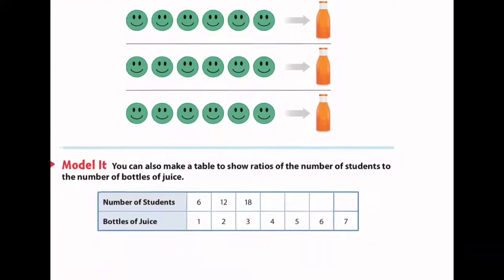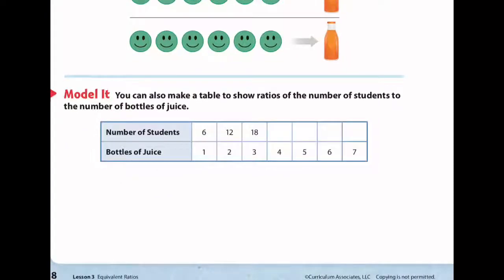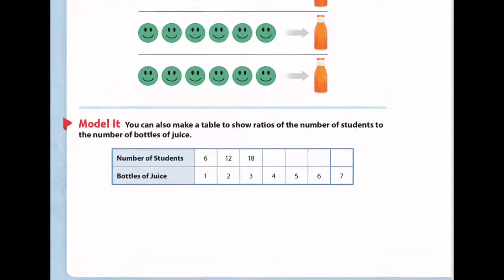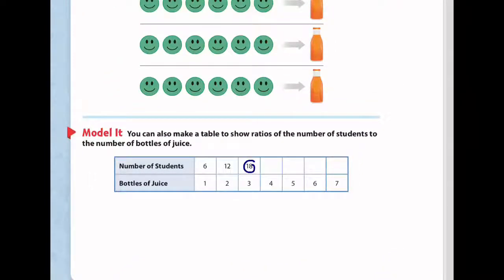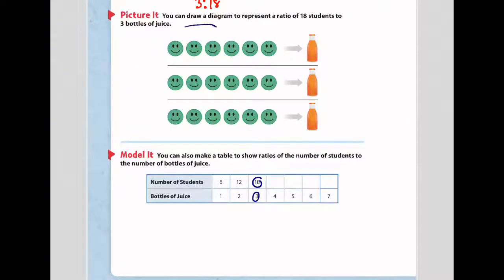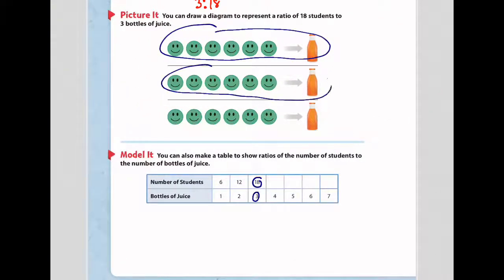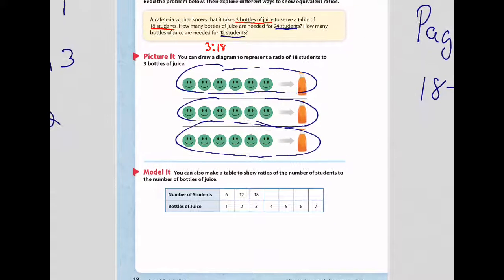All right, now the model. It says, in addition to drawing pretty pictures with faces and bottles, you can also make a table to show the ratios. Remember up here, the original ratio they gave us was 18 students for 3 bottles, right? But notice here the way it's grouped as 6 students per bottle. You have 6 students for 1 bottle, 12 students for 2 bottles, etc. And then it keeps going up. You can do 4 bottles, 5 bottles, 6 bottles, 7 bottles. You can do any amount of bottles that you feel like doing. So the tables come in handy in answering questions about ratios. You can keep referring back to these pictures as you answer some questions on the next page.